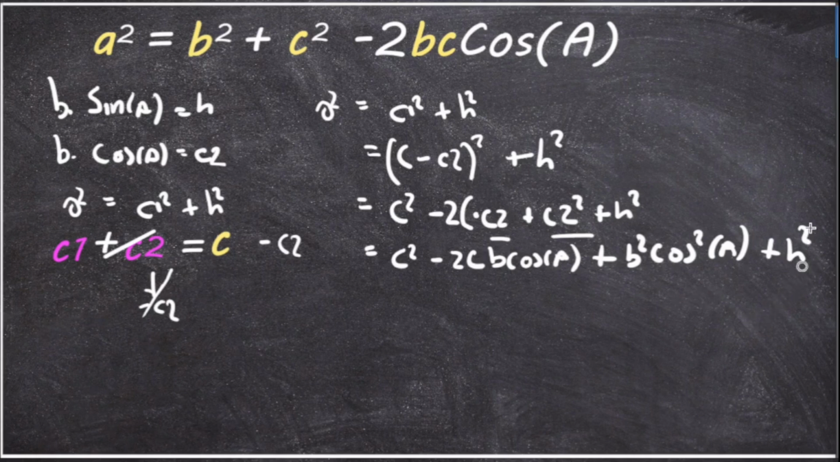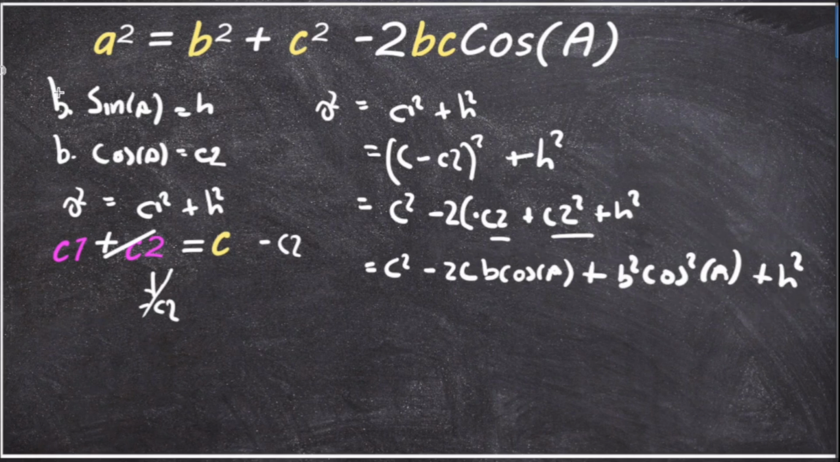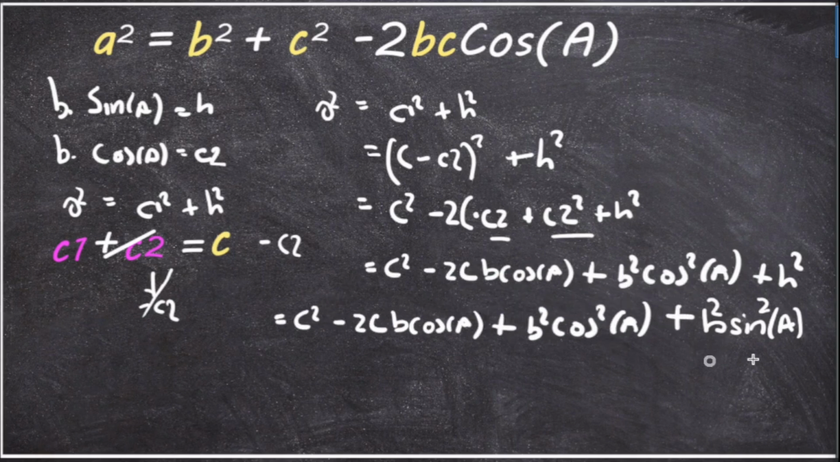The last bit to translate is the H squared. Now H equals b times sine of a. So h squared must equal b squared sine squared of a. And we add that to the rest of the expression, so let's just copy the expression down. We can now simplify this expression, but before doing so I want to rearrange it so it will make more sense once it's simplified.